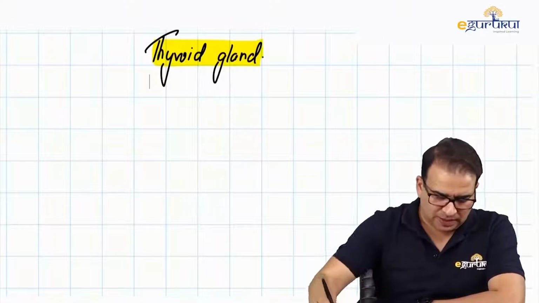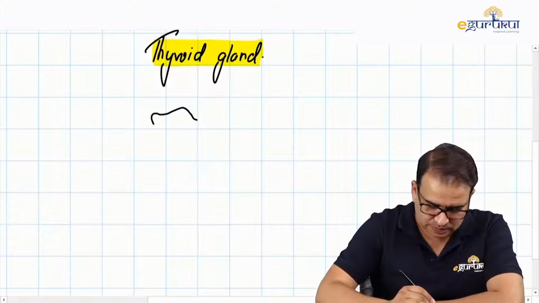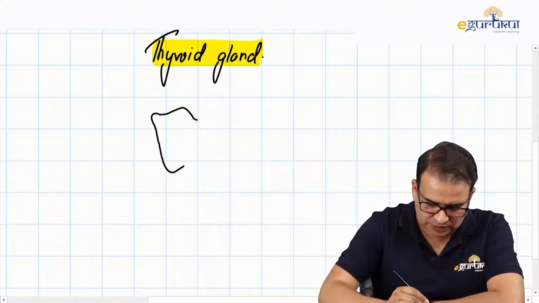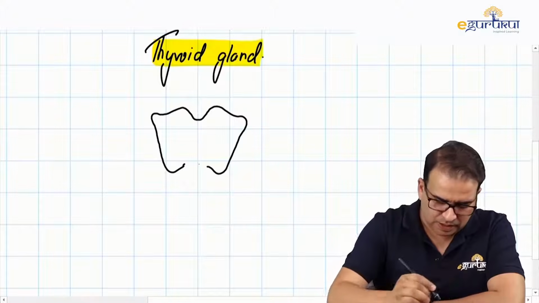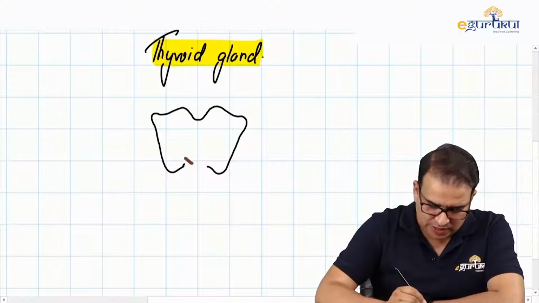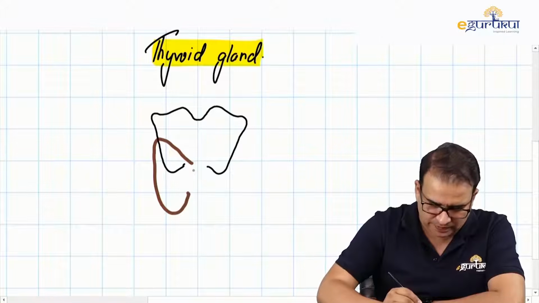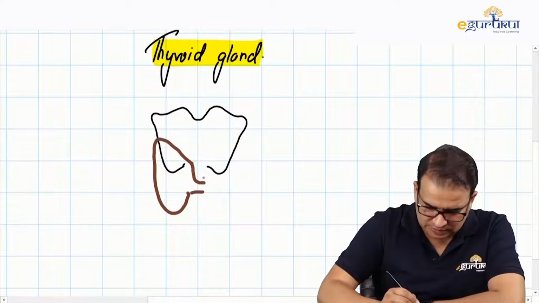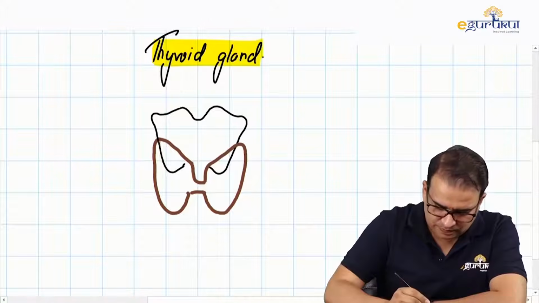Okay, so let me draw it for you. If here is the thyroid cartilage, when you see it from the front, this is the thyroid cartilage here. The thyroid gland is located in such a way: this is, let's say, the right lobe of the thyroid. We have an isthmus, and there is a left lobe.